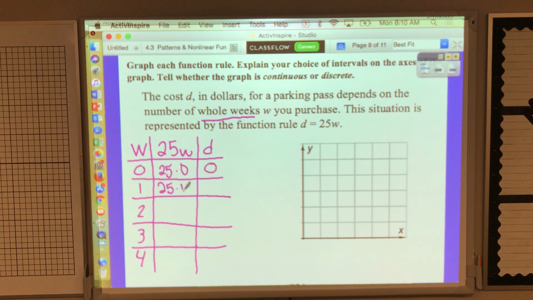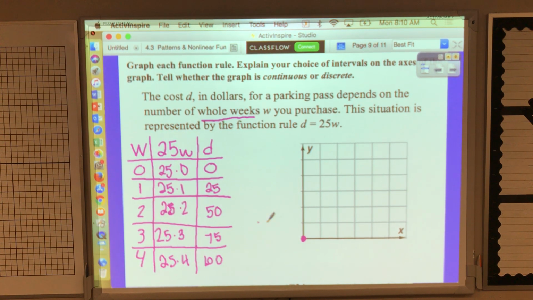25 times 1 is 25. 25 times 2 is 50. 25 times 3 is 75. And 25 times 4 is 100. So I have points to graph. 0, I'm at 0.